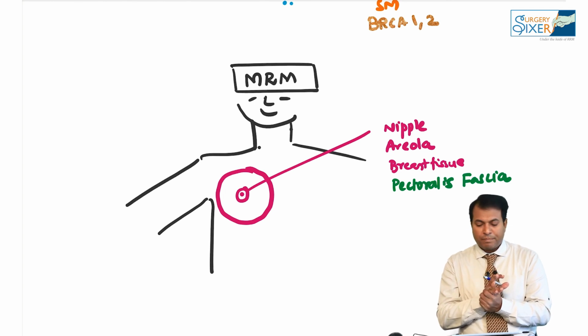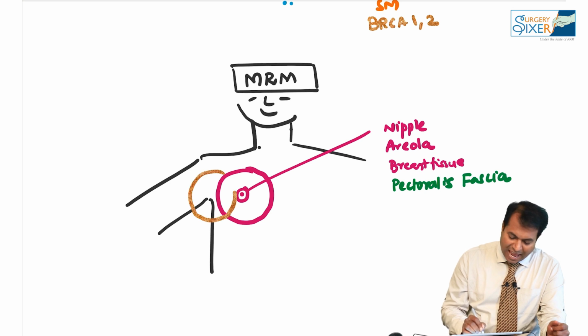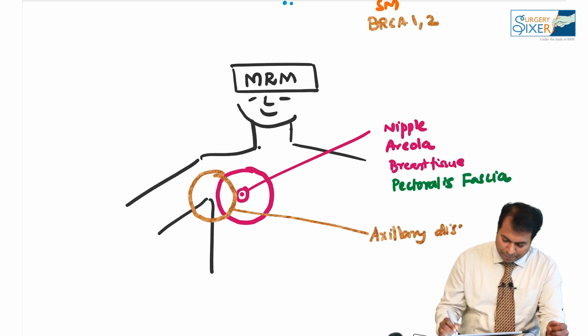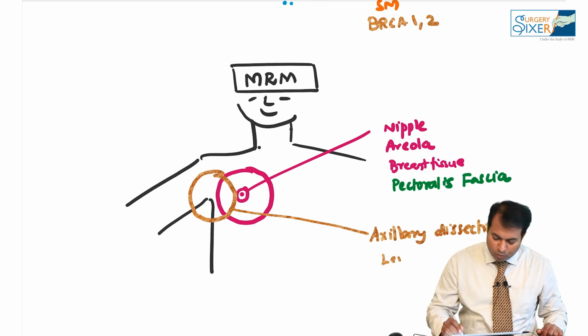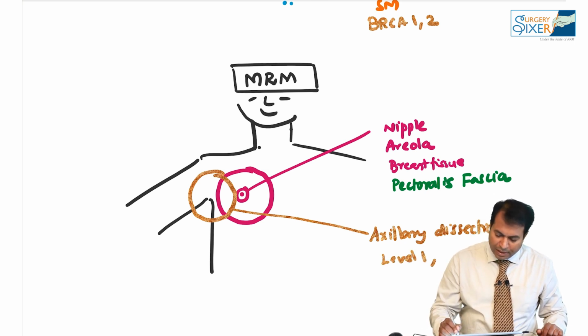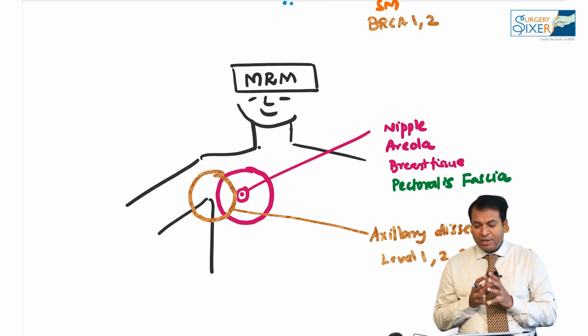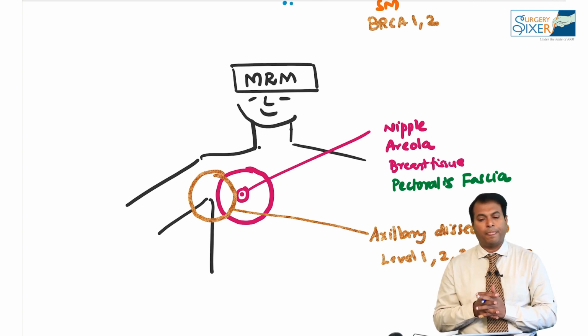removed. Along with this, we will also dissect the axilla and remove the axillary nodes, known as the axillary dissection procedure. In the axillary dissection procedure, I will remove level 1, level 2, level 3 nodes also. So modified radical mastectomy is a procedure in which nipple, areola, breast tissue, pectoralis fascia, and axillary nodes are all removed.